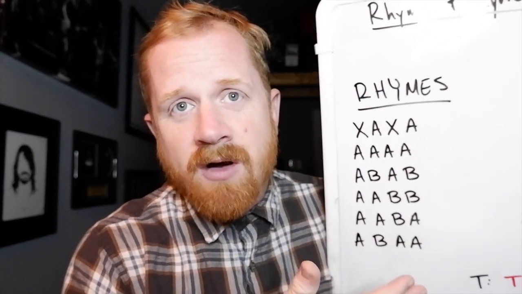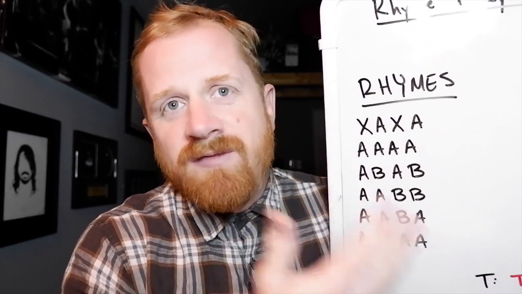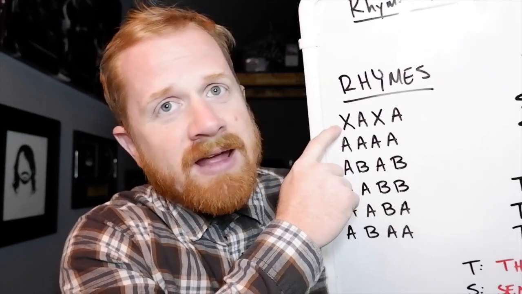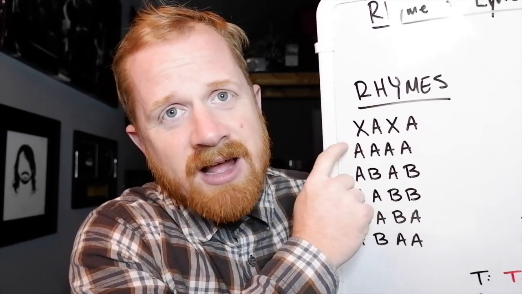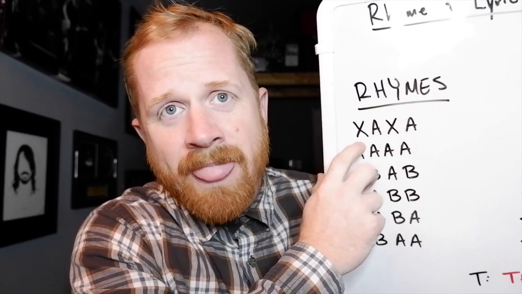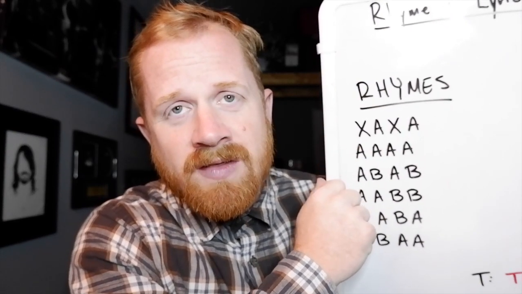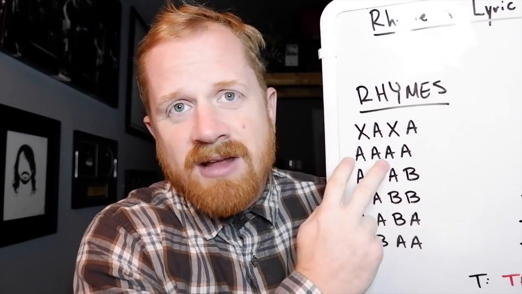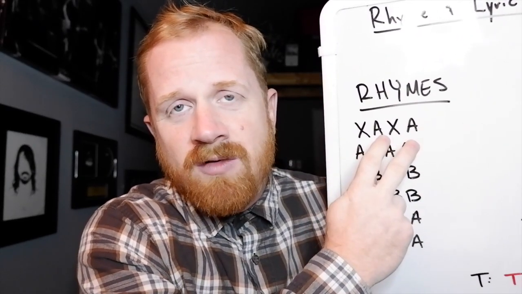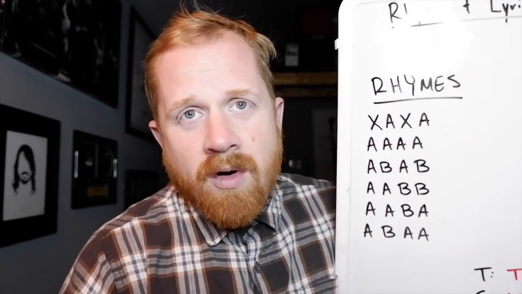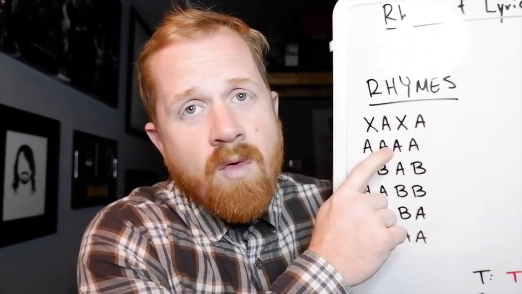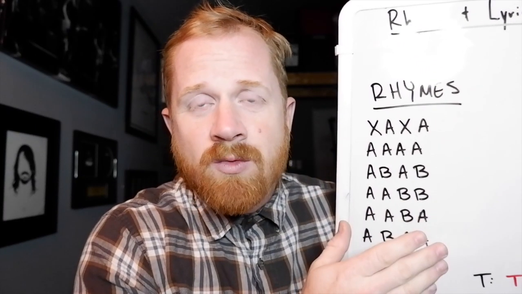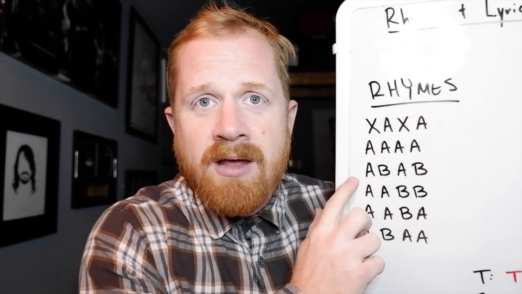So let's talk about what these are. And this is for lines of 4. I'm just sticking to lines of 4 for these patterns, right? So XAXA means lines 1 and 3 don't rhyme, and lines 2 and 4 do. This is very effective in storytelling when what you're saying doesn't necessarily have to rhyme, but these 2 and 4 do. It's really awesome. For number 2, AAAA just means that all 4 lines end in a rhyme. The last word of every line rhymes.